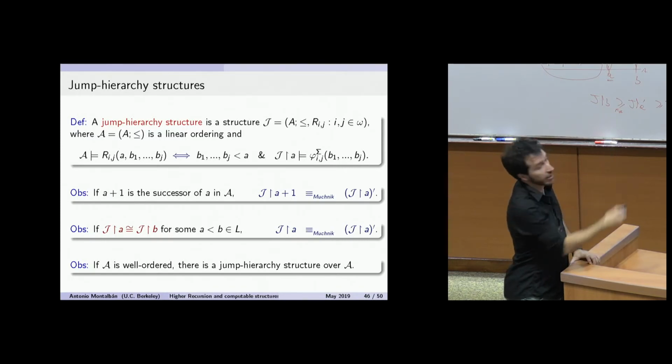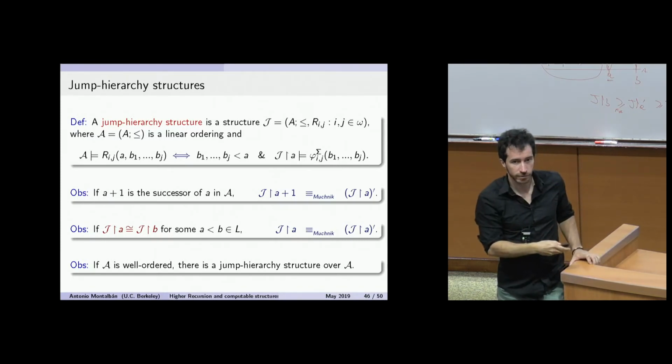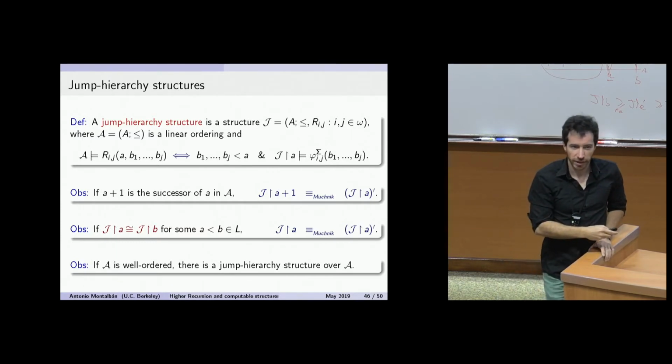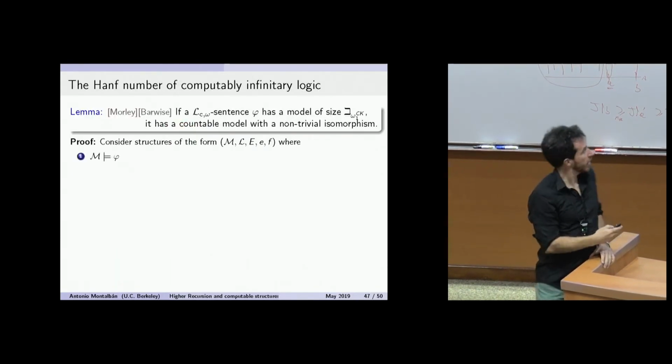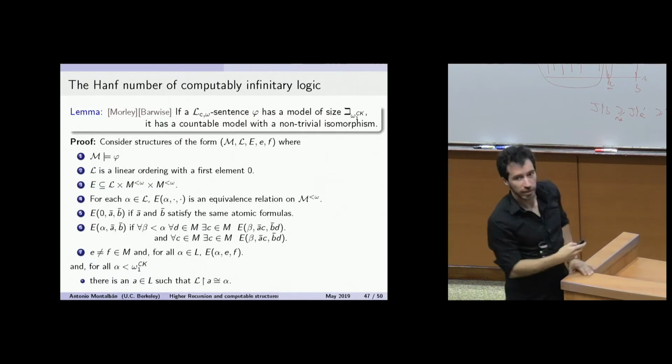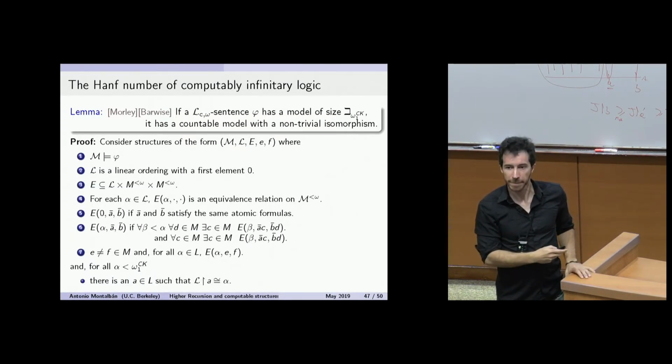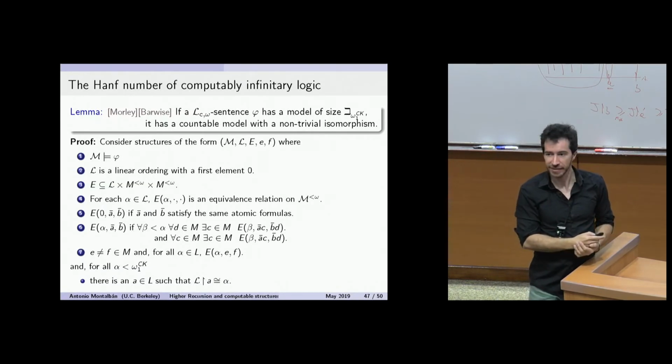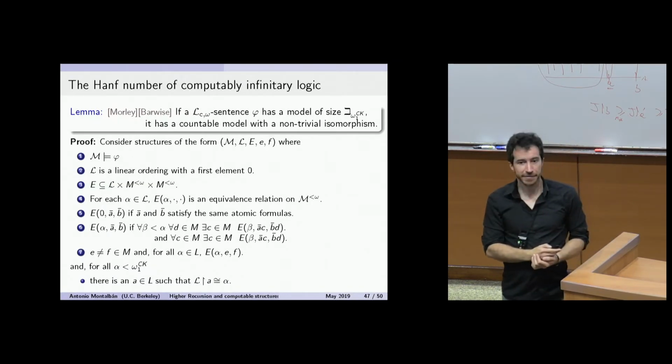You get a jump hierarchy that has an automorphism. Any questions? Anything you'd like me to slow down on and say a bit better? This is a sketch of a proof. Anybody?